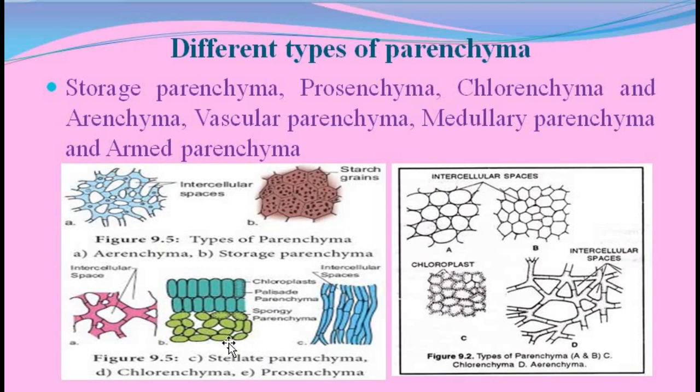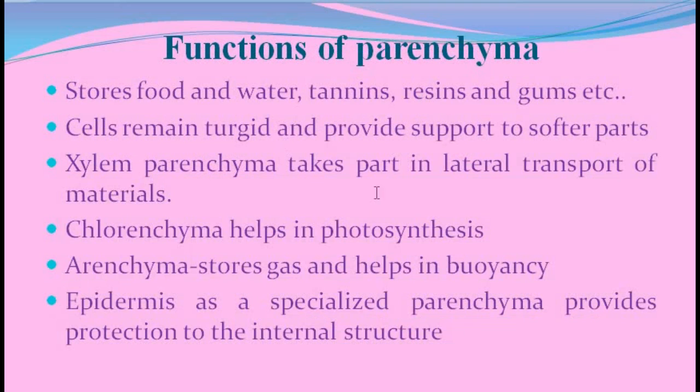This is the chlorenchyma, which helps in synthesis of food. And this is the armed parenchyma, present in case of Pinus leaf. Coming to the functions of parenchyma, they store food and water, tannin, resins and gums etc. as a storage tissue. The cells remain turgid and provide support to softer parts.